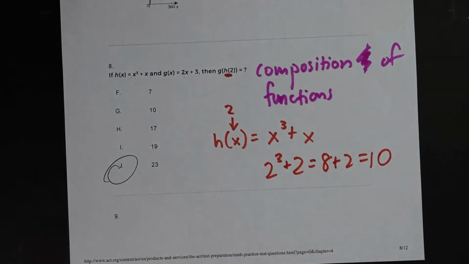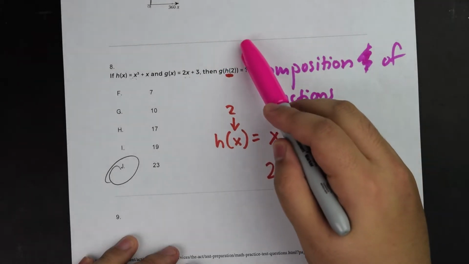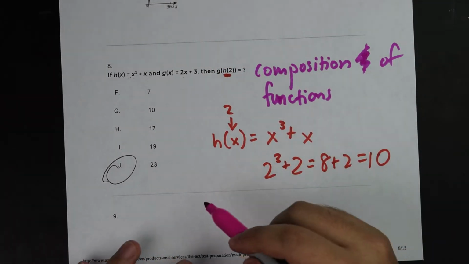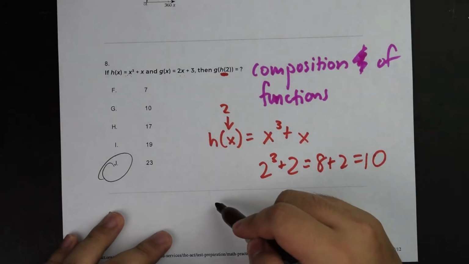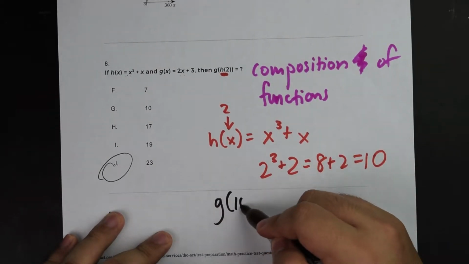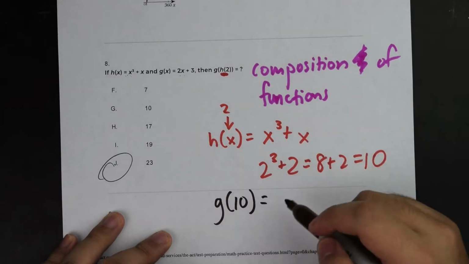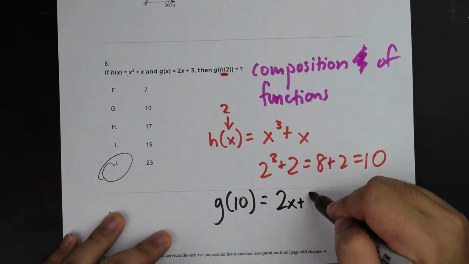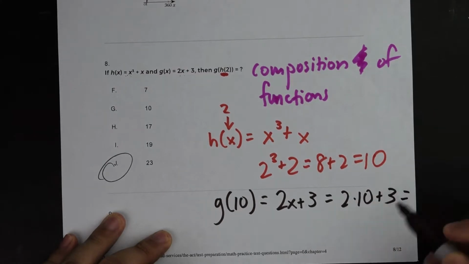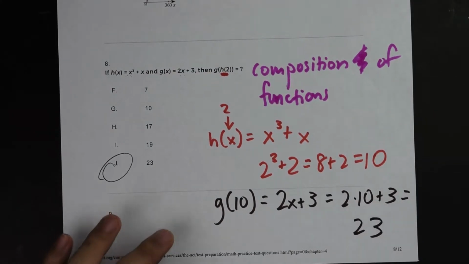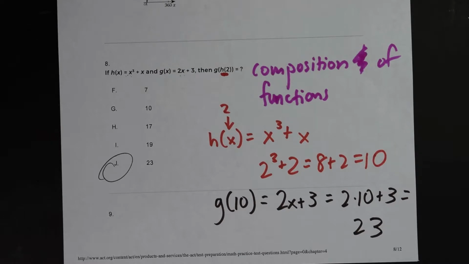And so now that h of 2 is equal to 10, I do know now, they're asking me the next step, and I'm going to use a different color for this, but they're asking me afterwards, what's g of 10 then, right? Technically the equation is 2x plus 3, and thus that means 2 times 10 plus 3, which is going to equal 23. And that's how for number 8, I got my final answer of J.